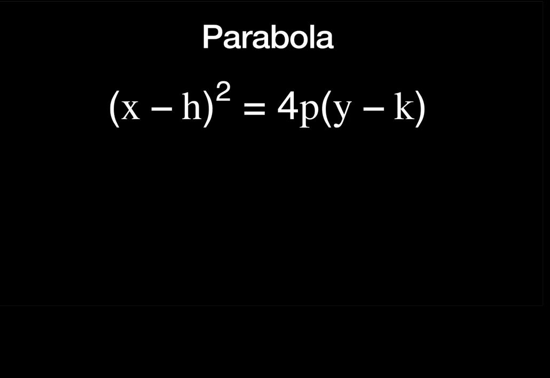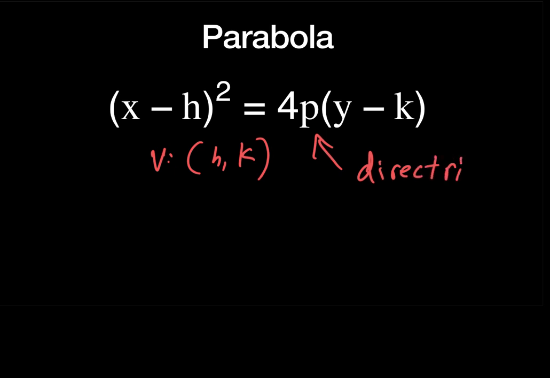So with the parabola, that would be the general formula for it, where the vertex is h comma k. Right? The others we talked about, their centers. A parabola doesn't have a center, it has a vertex. This p number is related to what's called the directrix.